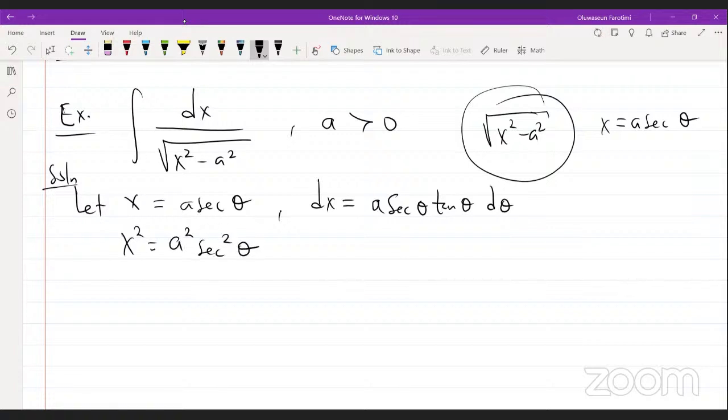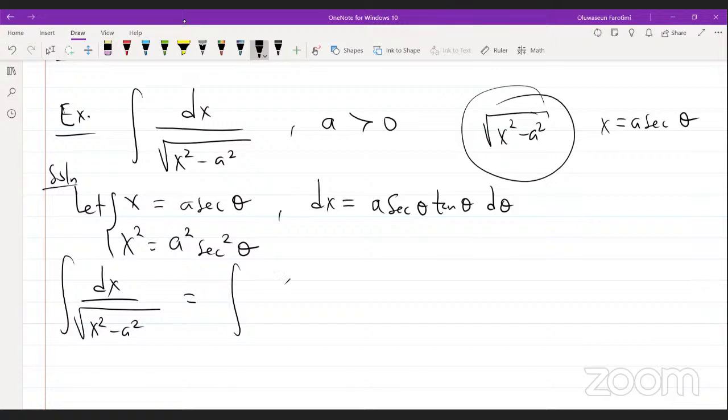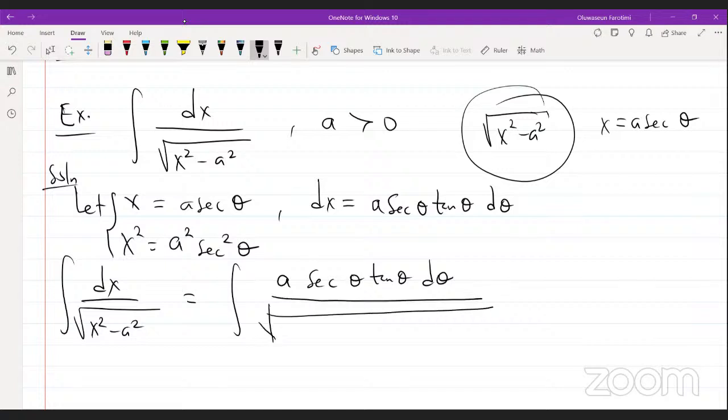So now I can put things together. Integral dx over square root of x squared minus a squared. This is the integral. What is dx, guys? You got to fix dx on the top. Divided by the square root. What is x squared? x squared is actually a squared secant squared of theta minus a squared. I just want to write that very well.